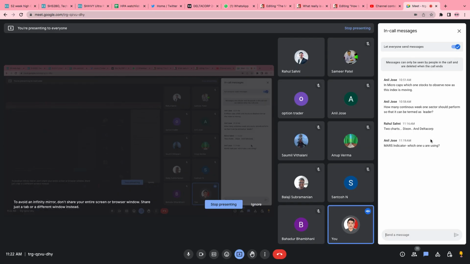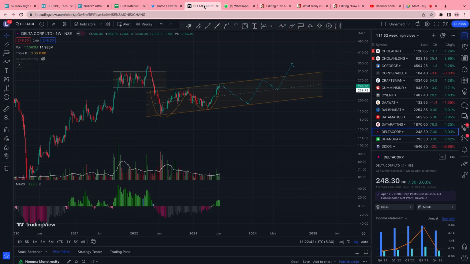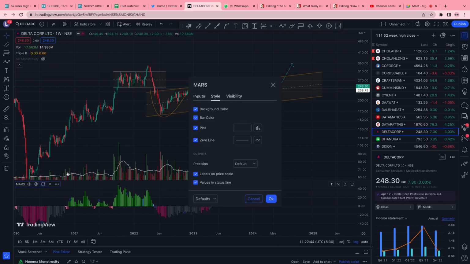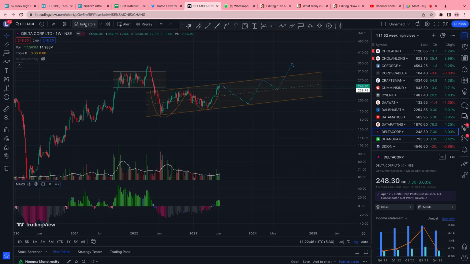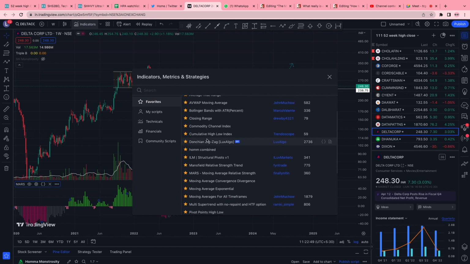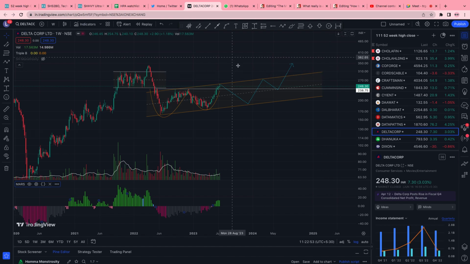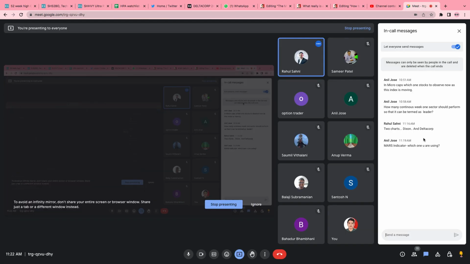Which Mars indicator are you using? There is only one Mars indicator, and that is by Finally Nitin. I'll show you here. MARS, moving average relative strength, by Finally Nitin. Okay, any questions, guys?